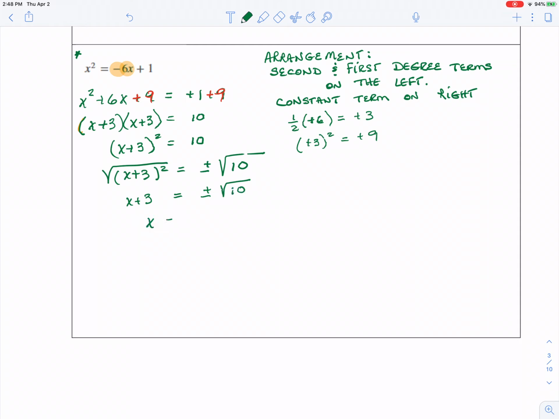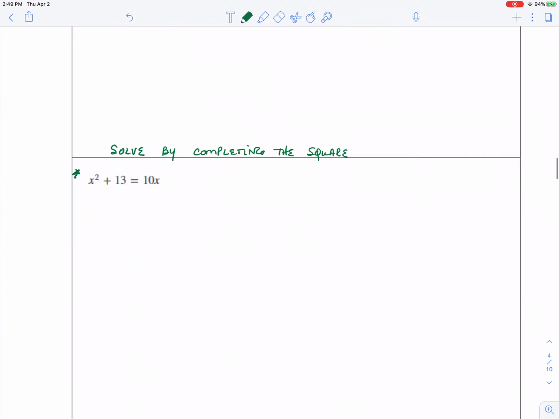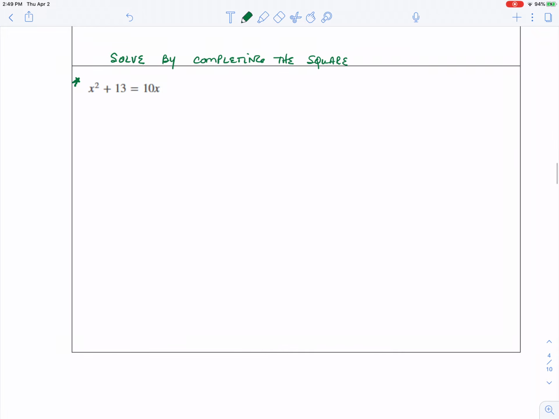All right, so subtracting 3, here are my two answers. There's a negative 3 plus the square root of 10, and there is also a negative 3 minus the square root of 10. So here are my two solutions to my second degree equation. All right, I think that's all I want to do right there. Oh, I did want to show you how to arrange this one. I'm not going to work it, but I'll show you how to arrange it.